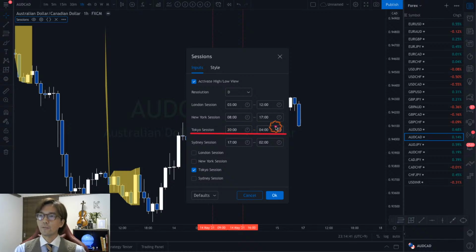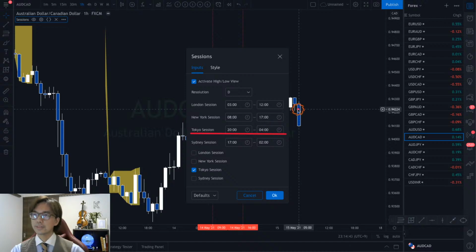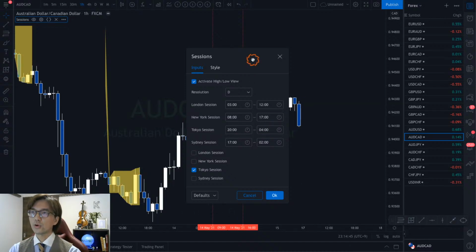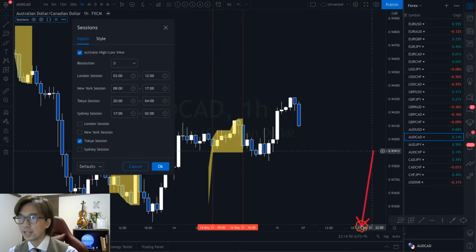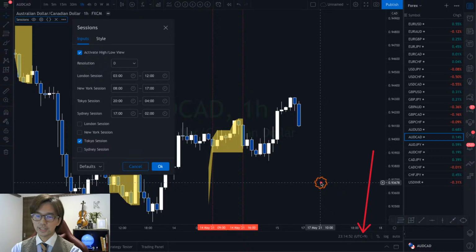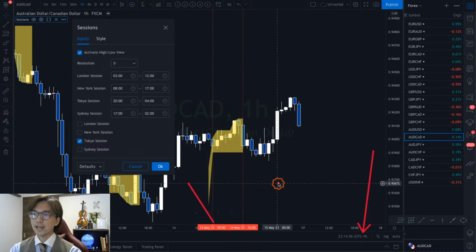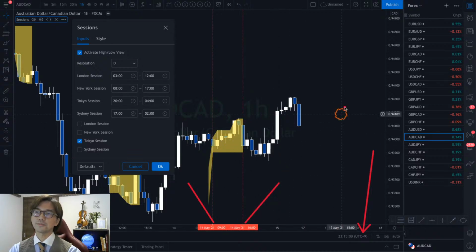8 p.m. until 4 a.m. And below here is the Tokyo session. This is UTC plus 9, the Tokyo session. This is 9 a.m. Tokyo time and 5 p.m. at the end of the candle close.